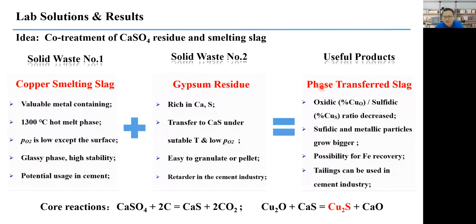So the phase transferred slag, the oxide copper and sulfide copper will decrease because phase transition is applied. And also, besides copper sulfide, some of this oxide will be reduced by the calcium sulfide, even by the carbon. So the bare copper can also be recovered if it is big enough, and also possibly recovery of iron.